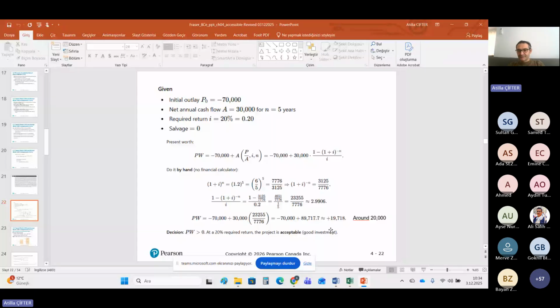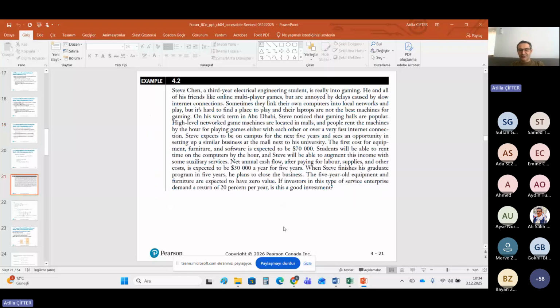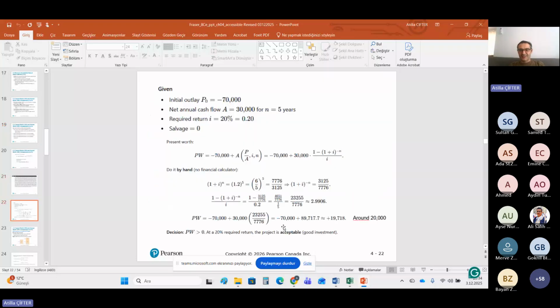Okay. With this approach, you can see we try to see the present value of all these cash inflows. We can even use an annuity formula or annuity table here. But in the quiz, you will have a similar question like this, and then you need to solve it. So here, what we see is that the present worth is positive. Look at here. It says if the present worth of an independent project is bigger than 0, it is acceptable. All right. So any question for this part? Present worth.